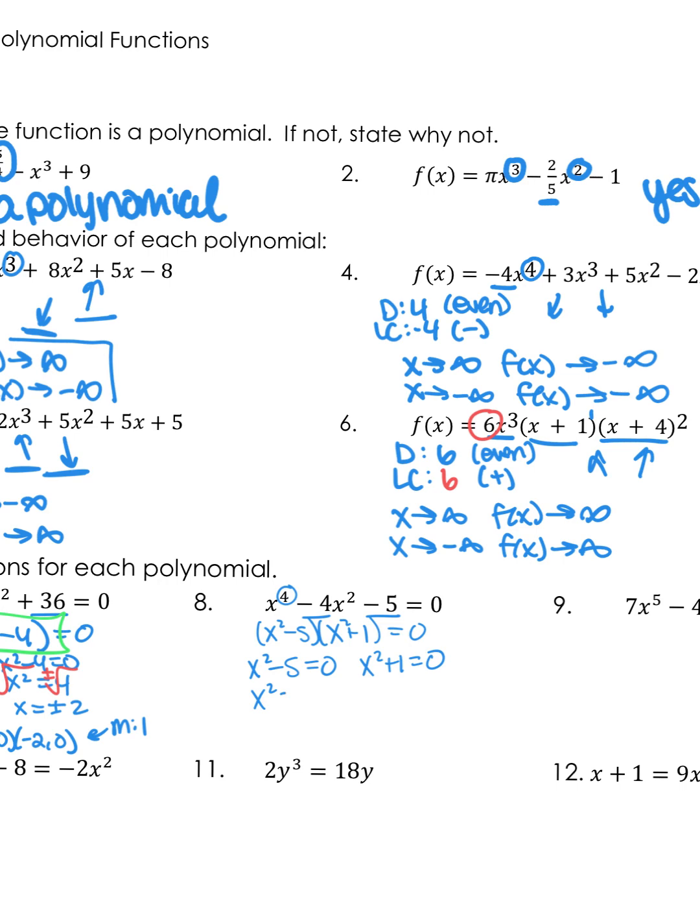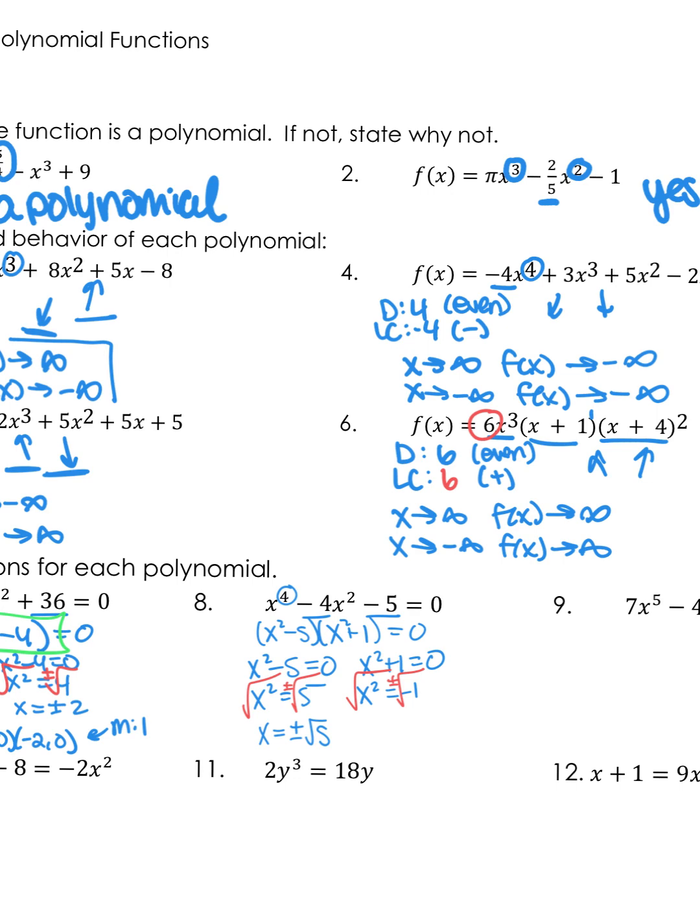Here we'll get x squared equals 5. Square root both sides. Don't forget your plus or minus. And you'll get x is equal to plus or minus radical 5. Over here we'll subtract 1. Square root both sides. Don't forget your plus or minus.